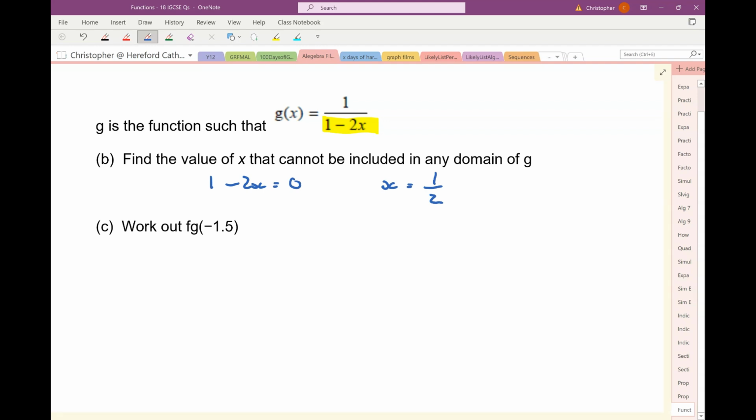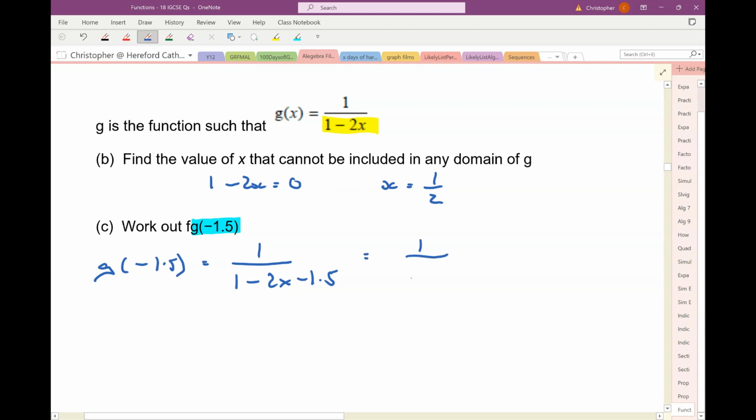Right, work out fg of minus 1.5. So I'm going to start by g'ing minus 1.5. So let's do that first. g of minus 1.5 is 1 over 1 minus 2 times minus 1.5. 1 over 1 plus 3. Oh, that's a quarter.